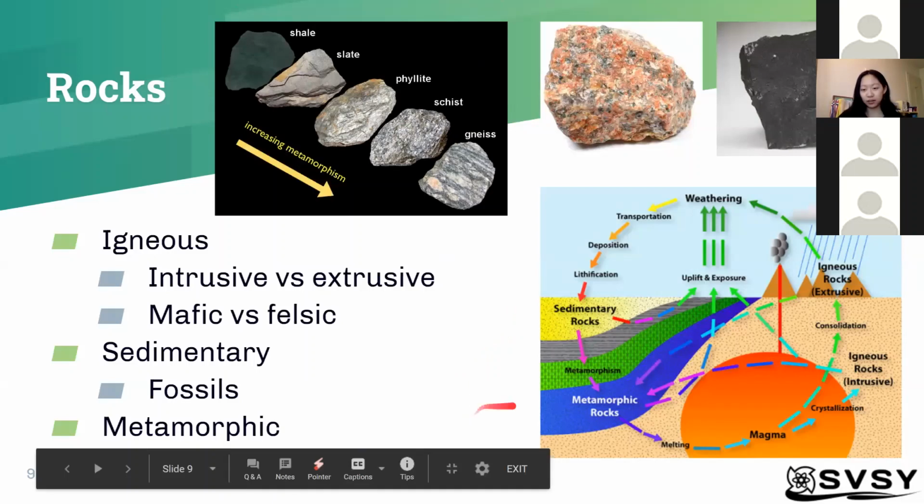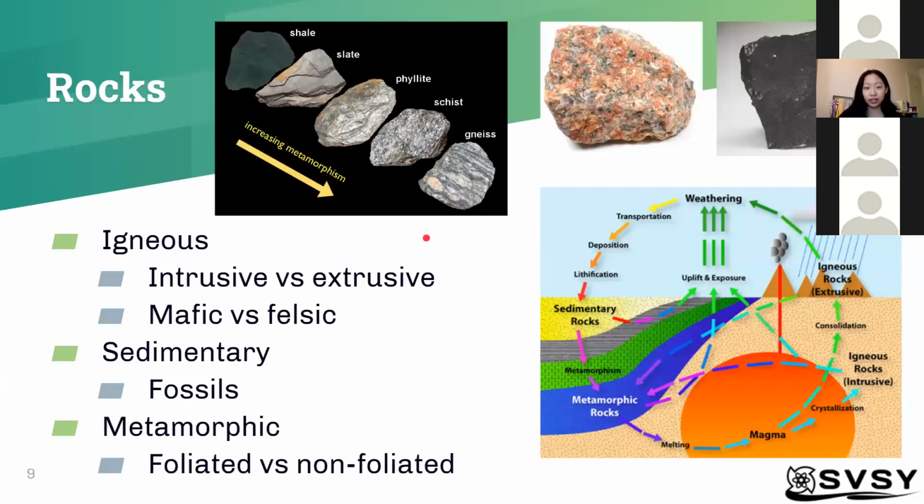And you can see this is the rock cycle. I'm sure most of you guys are familiar with this. I won't be talking about this too much, but it basically just shows the connections between all of the types of rock. So it's not just a one cycle, like each type can be converted into the other type.